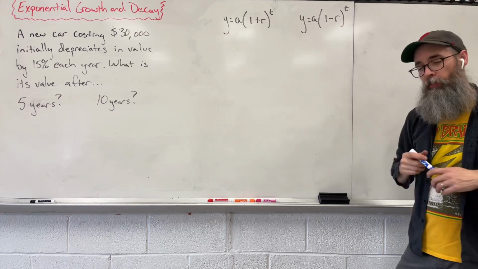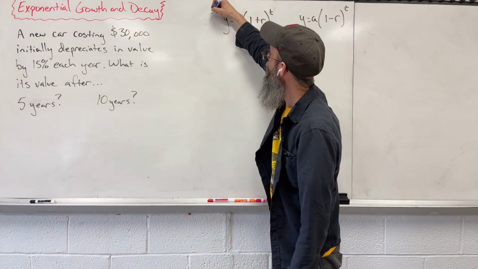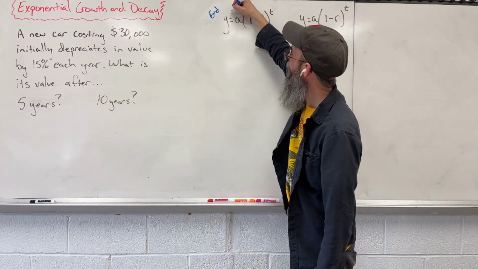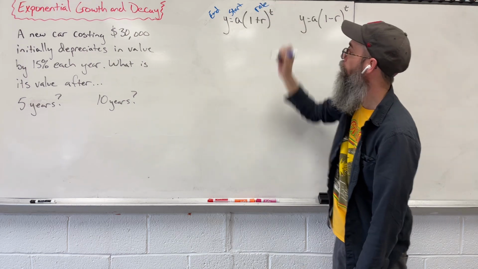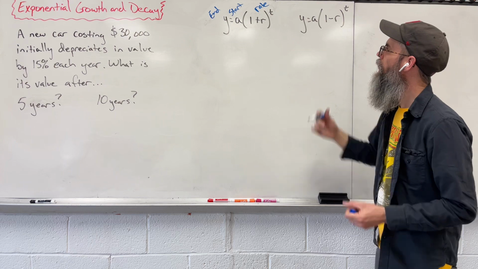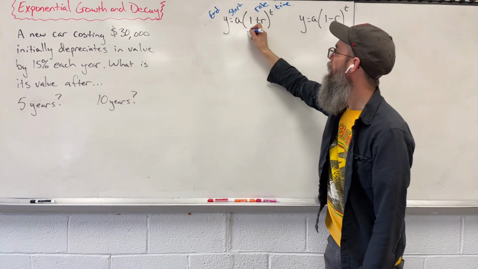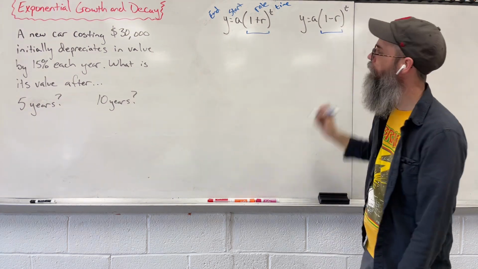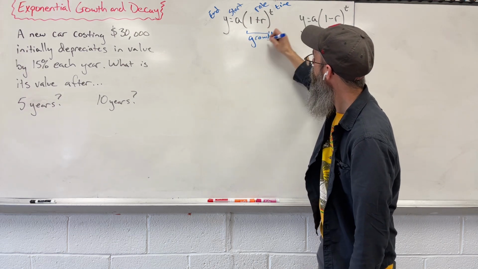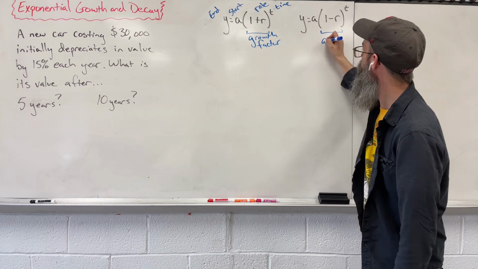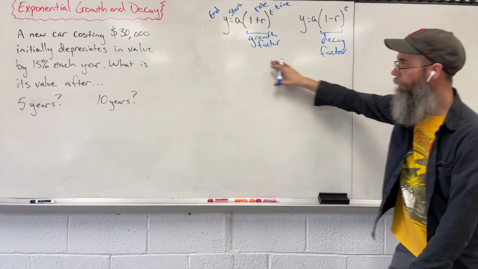Okay, each one of these variables has a specific role. Our y is what we end with. Our a is what we start with. r is our rate or our percent that we start with, and t is time. Now the same thing goes for both of these. Now this parenthesis has a specific name as well. We call this the growth factor, and this one's called the decay factor. Okay, now we have all of our parts to this.